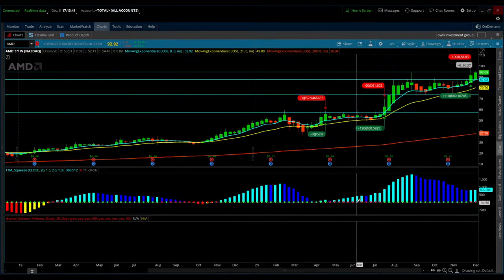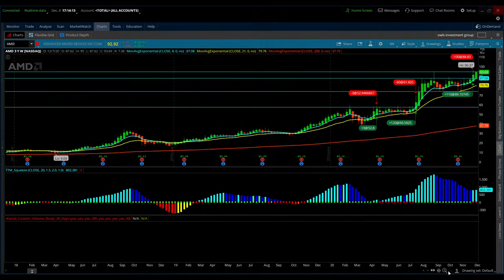Now, red dot, what does red dot mean? The squeeze is on. What does the green dot mean? The squeeze has fired. What do the red bars mean? That there's more bearish momentum. The yellow bars mean the bearish momentum is decreasing. The dark blue bars, the bullish momentum is decreasing. The light blue bars, bullish momentum is increasing. And the green dot, it has fired.